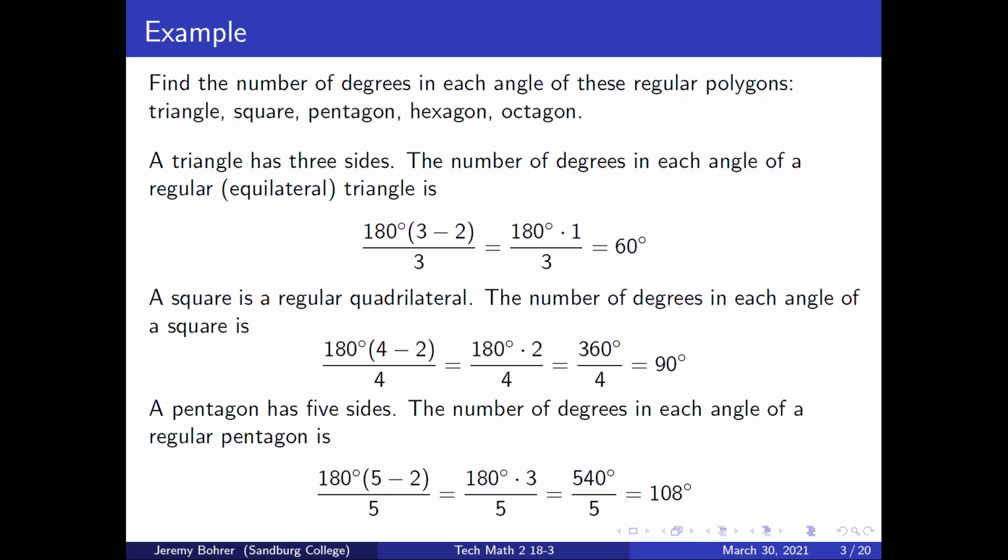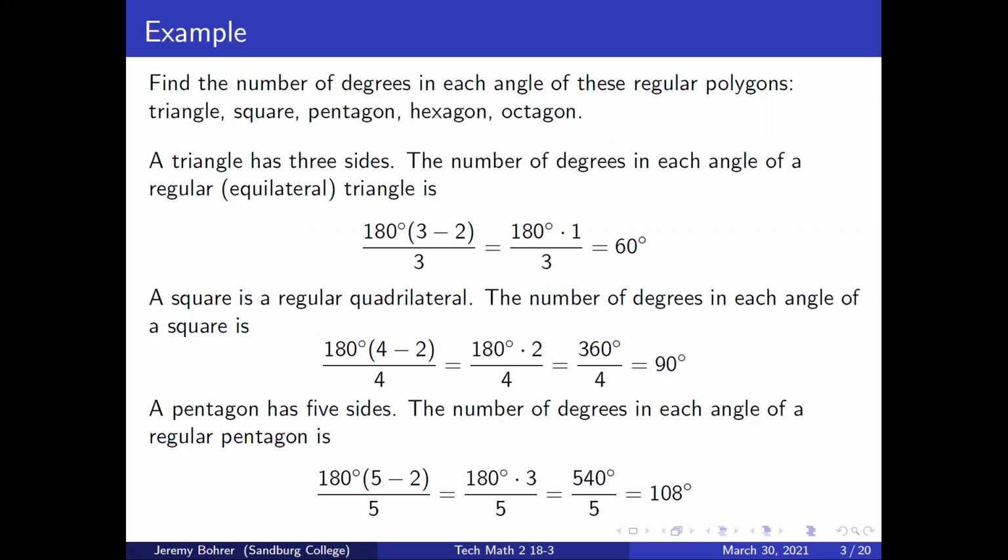A square is a regular quadrilateral. The number of degrees in each angle of a square is 180 degrees times 4 minus 2 over 4, which is 180 degrees times 2 over 4, which equals 360 degrees over 4, which is 90 degrees.